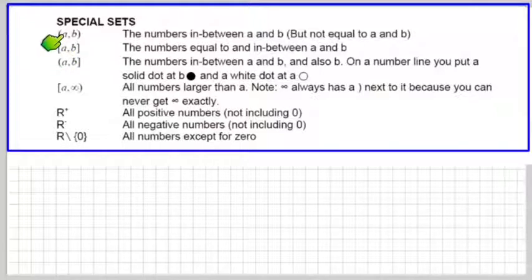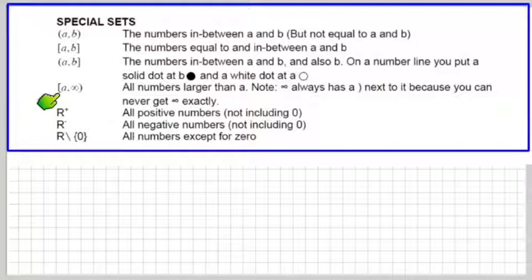Round brackets mean you don't include them. This means we're not including A, we are including B, and then everything in between. I think you already know this. Solid dots are denoted like that, and open dots are denoted like that. If you're on a number line, if you're including an endpoint, you'd put a solid dot. If you're not including it, you would do an open dot. You get that? Okay, what does this mean?